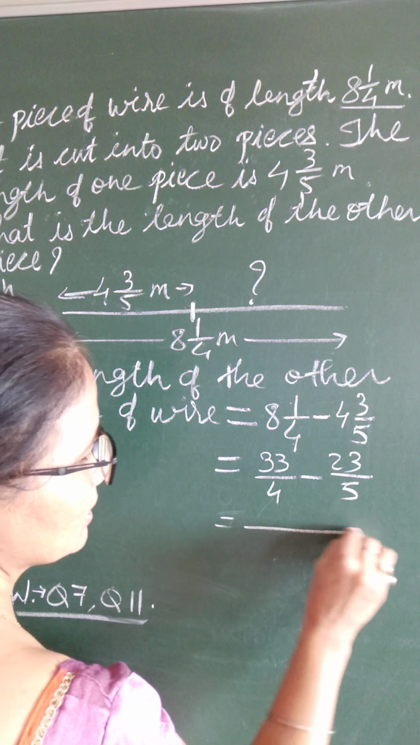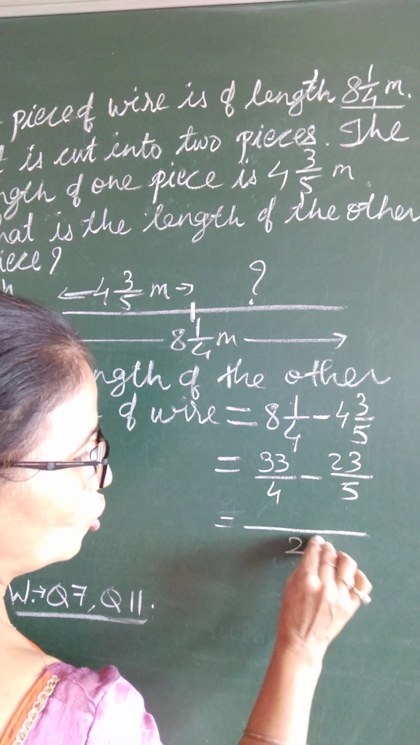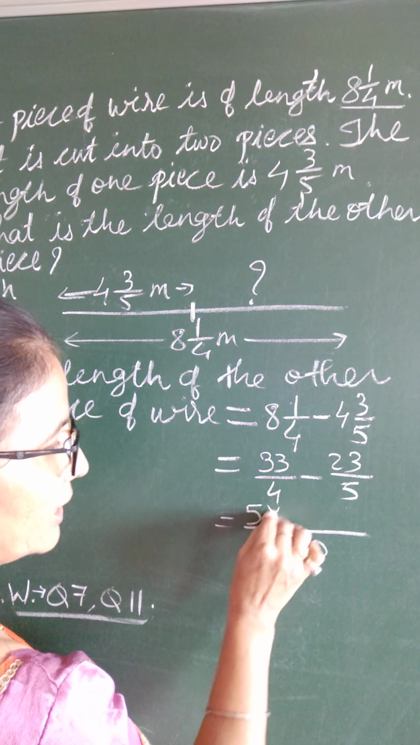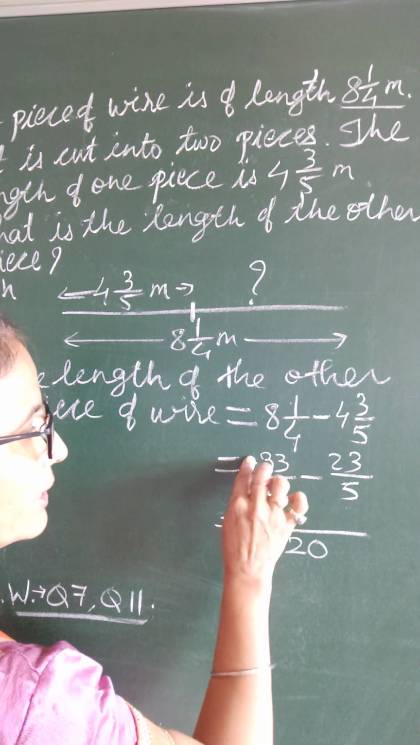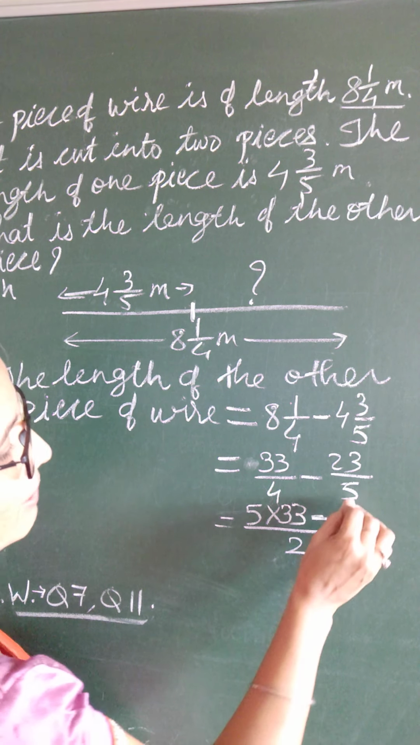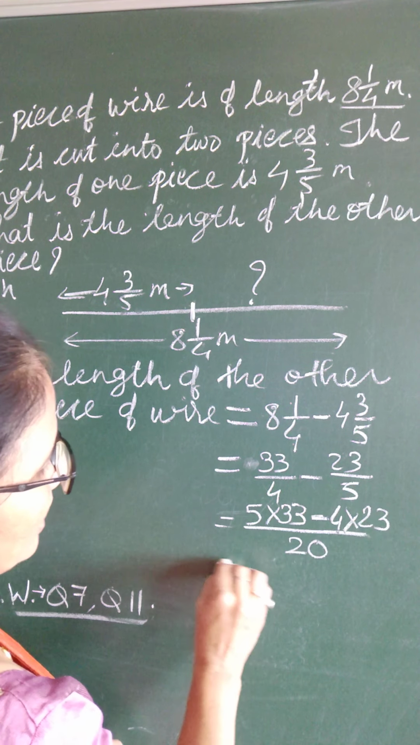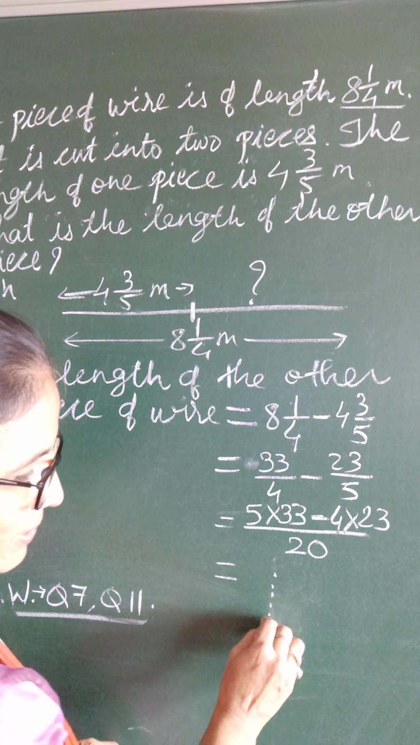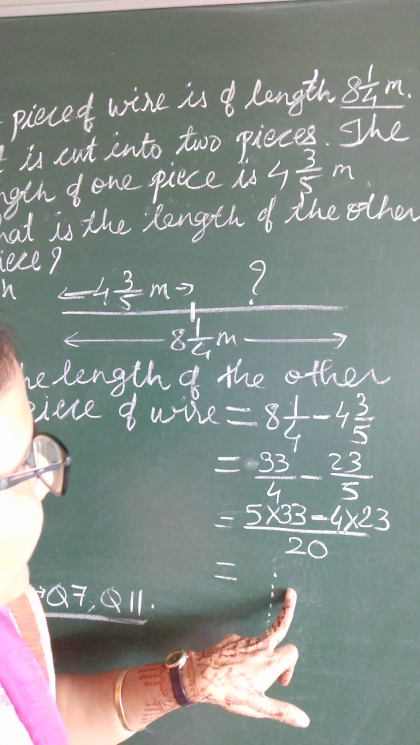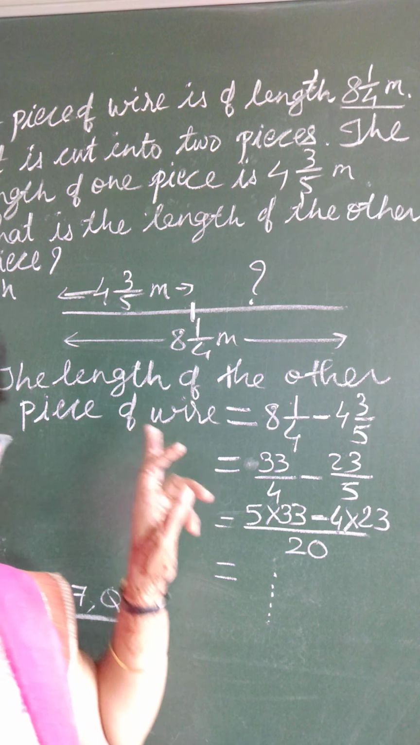Now you find its LCM. What is the LCM here? 20. And now divide 20 by 4, you will get 5, and that 5 you will multiply with its numerator. And what is the numerator? 33. In the same way, divide 20 by 5, you will get 4 and multiply with its numerator. And now children, you can simplify. Only 2-3 steps you have to write, and whatever the fraction, whatever the length you get, that will be the length of the other piece of wire.